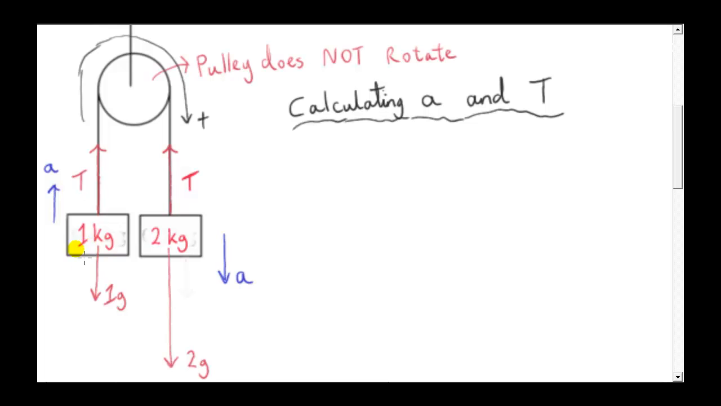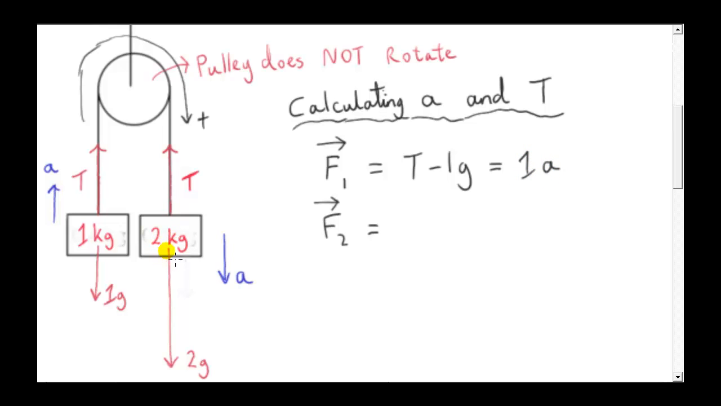So let's write down the force on the 1 kilogram mass. I'll just call that F1. Okay, so this vector is positive because it's pointing in the clockwise direction around the pulley, and this force is negative. So this is the resultant force on the 1 kilogram mass, and by Newton's second law that's equal to the mass of it, which is 1, times its acceleration, which is a.